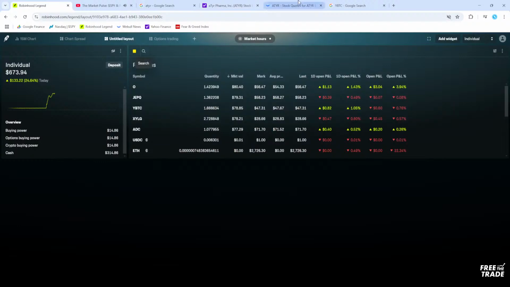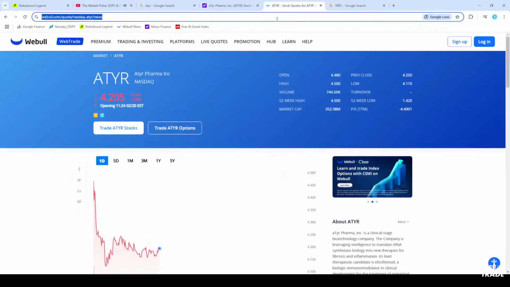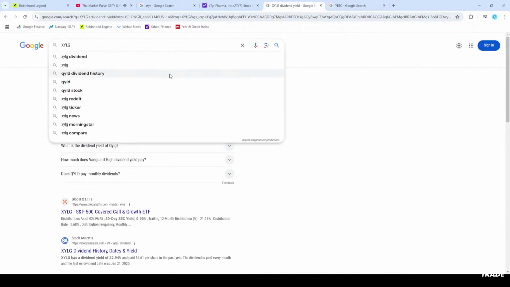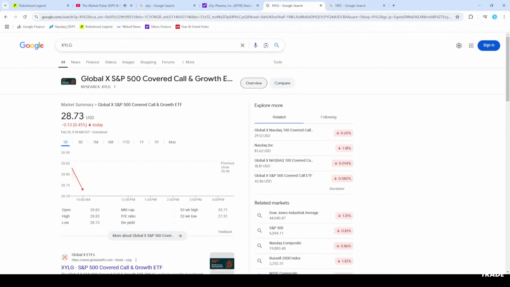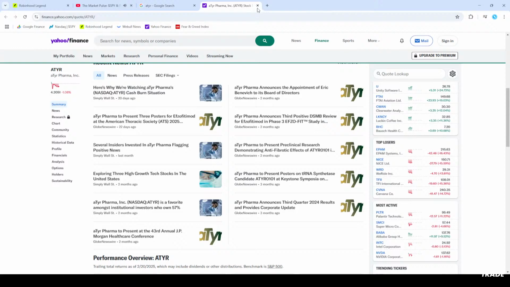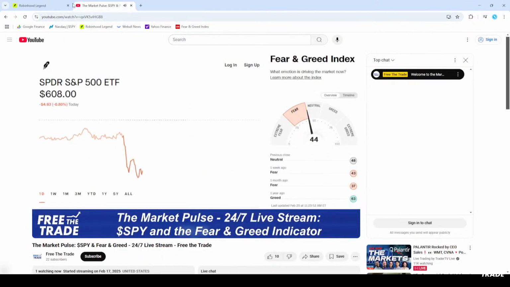Let's see, the XYLG. I believe that's the SPY. Yeah, S&P 500 covered call and growth ETF. Basically, they're trading SPY every day, and they're paying you out a weekly dividend. So that's another cool one. It's probably going to be down today because SPY's down today. But if they're doing covered calls, they're making money back, so they should be fine. Let's see what else we have.